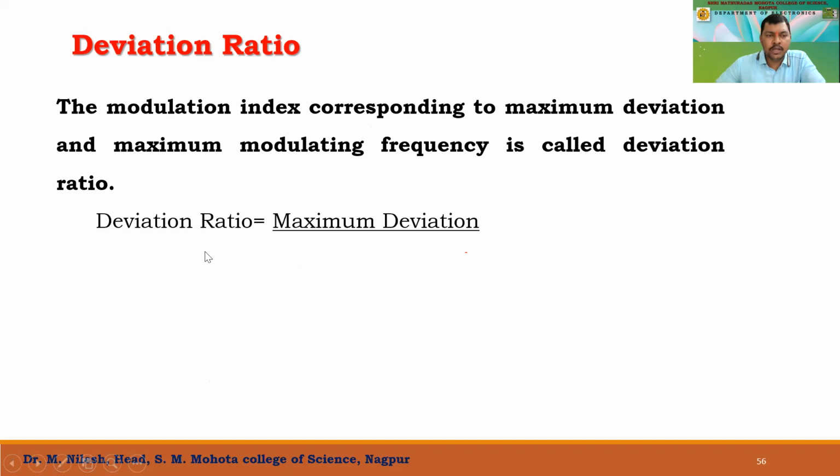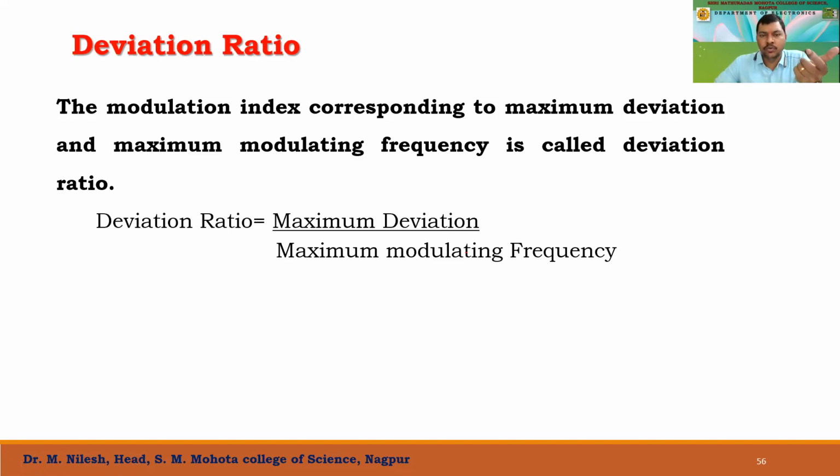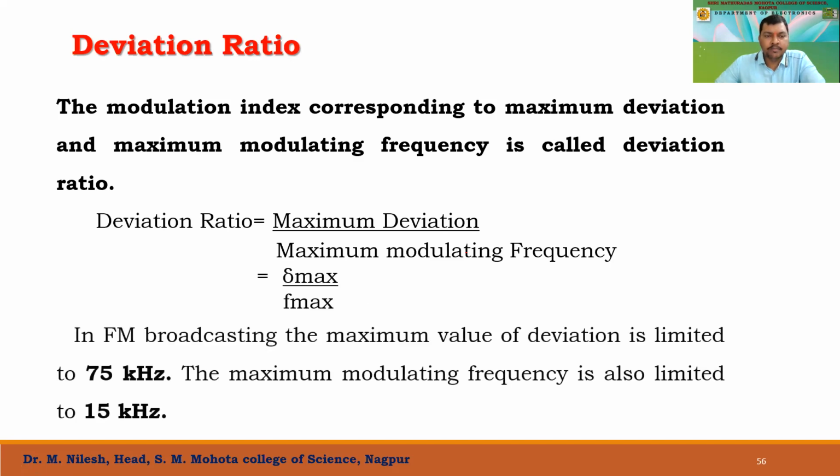And the formula can be written as deviation ratio is equal to maximum deviation divided by the maximum modulating frequency. So we have the maximum frequency I've shown in the waveform itself, and the maximum deviation, how much deviation we have from the original one, right? So that is given by again delta max by f max.